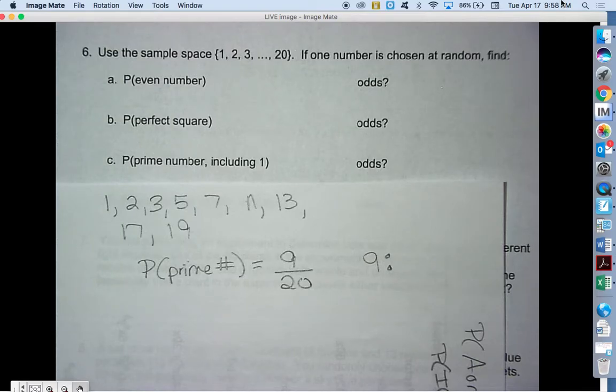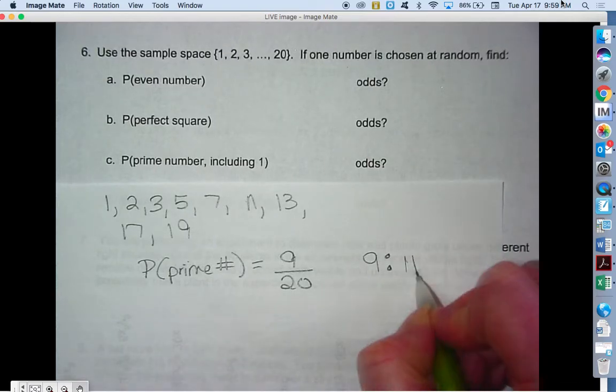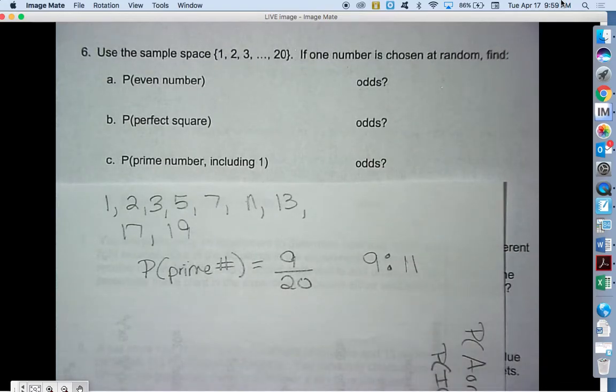So when you're doing odds, you're looking at the number that are for versus the number that are against. So there are 9 numbers that are prime out of the 20. There are 11 numbers that are not prime out of the 20. So odds is different than probability. Probability is out of total. The odds compares what you're looking for versus what's left over or what you're not looking for. These two numbers should add to be 20, because essentially you're looking at the two complements of each other.